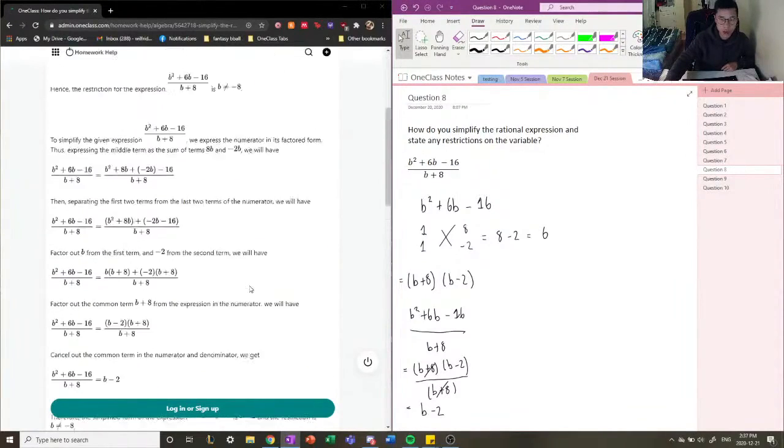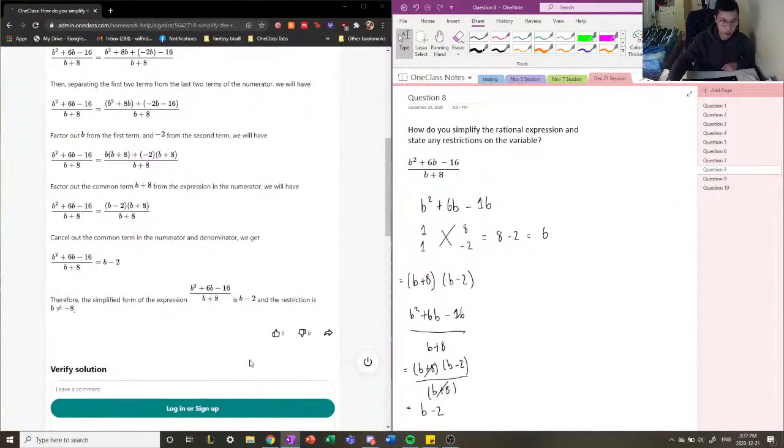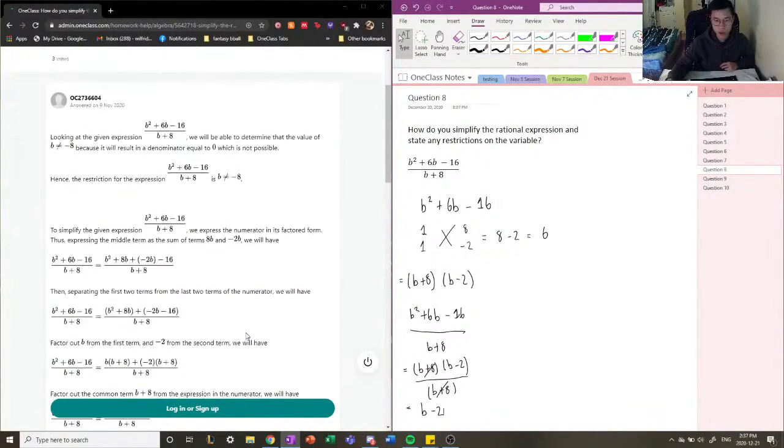So now our rational expression, which is the ratio of two different functions, just turns out to be a linear function, b minus 2. Okay. So finally, we want to state any restrictions on our variable here.